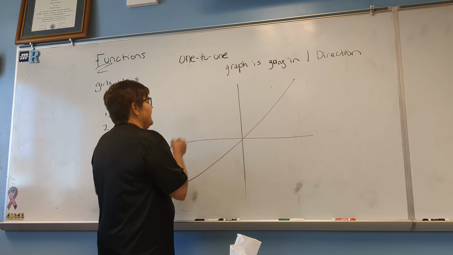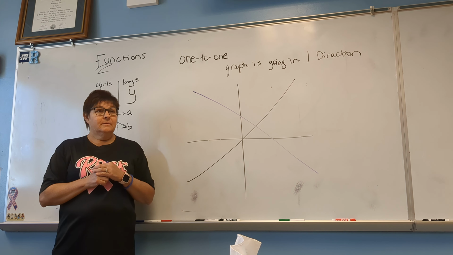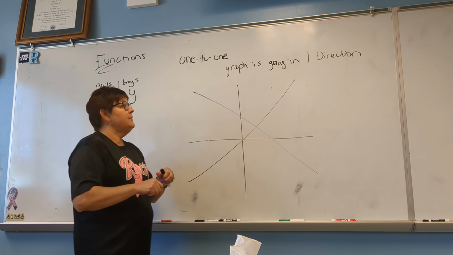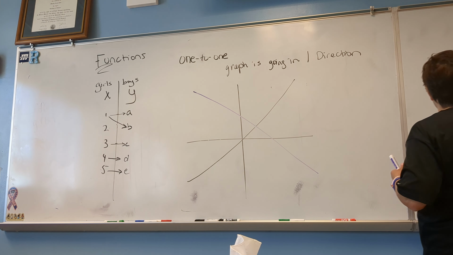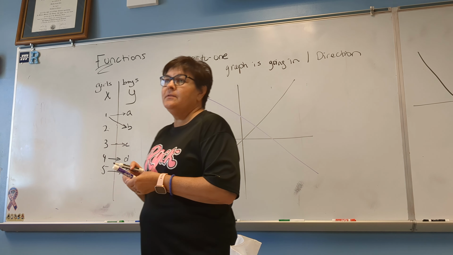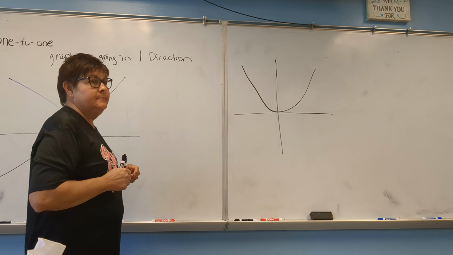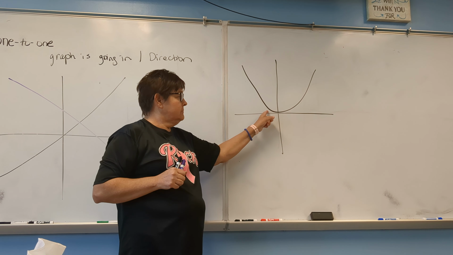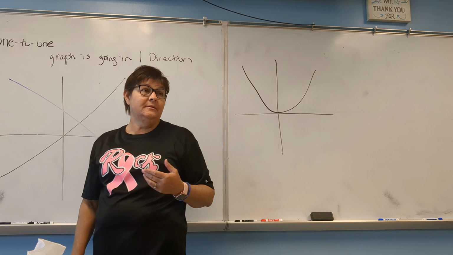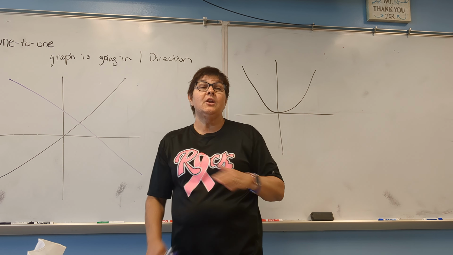What about something like this guy? One-to-one? Yeah. Why? Because it's going in one direction. In other words, going down. Very cool, right? How about this guy? No. That's a pretty parabola. So what is it? Read it from left to right. Visually and verbally tell me what's happening. It's going down and then it goes back up. It goes down and then back up. Does it go in one direction? No, because it goes down and then it goes back up, right? Not going in one direction, not one-to-one.